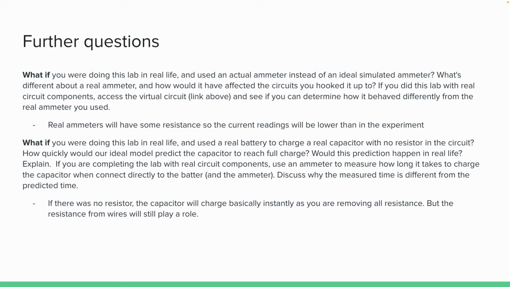If we remove the resistor from the circuit and use a battery charged capacitor, in an ideal model we would see the capacitor instantly reach full charge, because if there's no resistance, then the time constant is essentially 0. But this won't happen in real life because the wires of the circuit still provide some resistance, even if we considered it negligible for the sake of our model in this experiment. So our time constant is going to be lower than the one we just calculated, but it's still going to take some time until the capacitor can reach full charge.